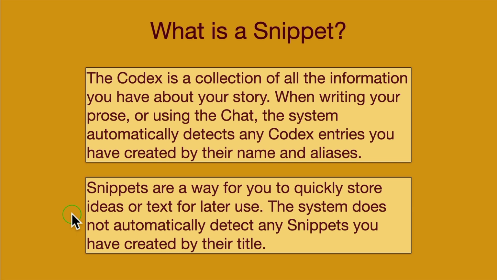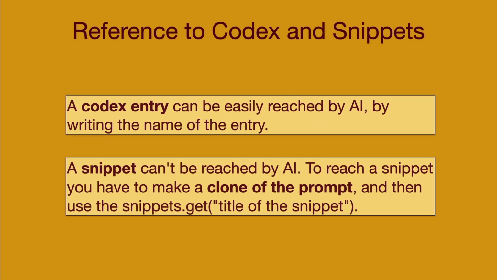Now, how do you reference Codex entries and snippets? A Codex entry can be easily reached by AI, by simply writing the name of the entry. So if you mention Rachel in your chat box or in the writing section, the AI will directly recognize that. A snippet, on the other hand, can't be reached by AI. To reach a snippet you have to make a clone of the prompt, and then use the snippets.get title of the snippet, in the clone.